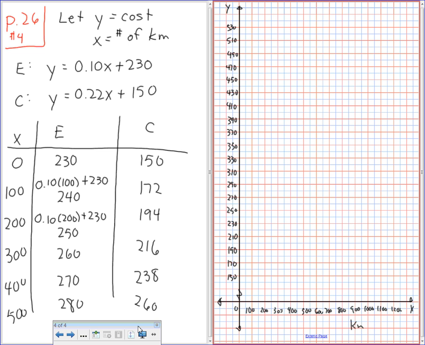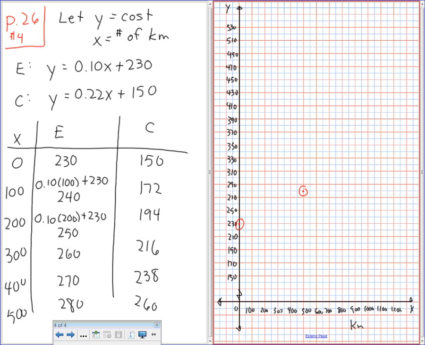Okay, so let's start with the letter E and then we'll move on to letter C. What are the key points I should graph for letter E? You can graph every point if you want to. I'm not going to though. Go ahead. 230 and 280 makes sense to me. Okay. So I'm going to start with 0 and 230, which is here. That's going to be E. It's going to be red. And then we're going to go over to 500, which is the red line, and 280.